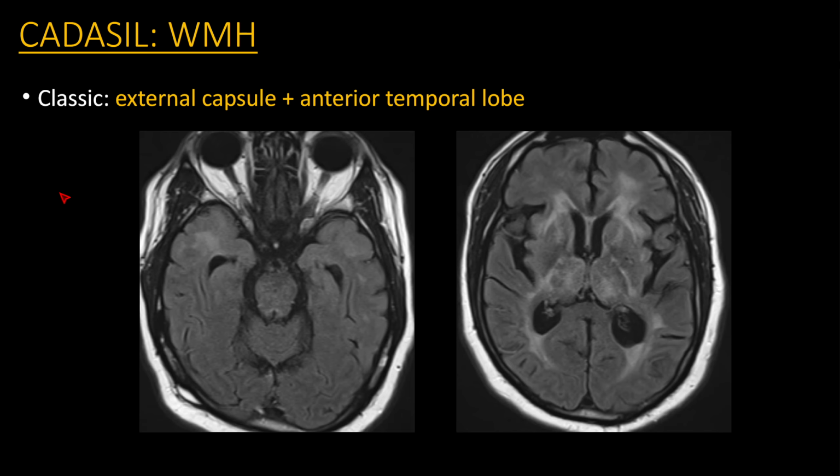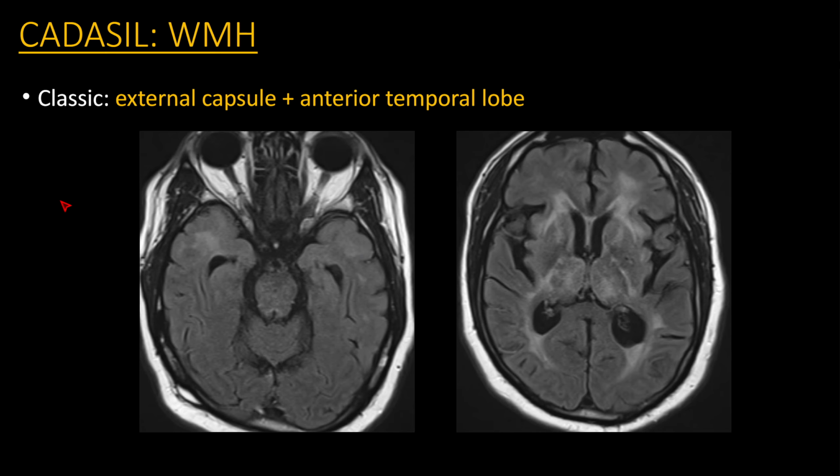As far as imaging findings of CADASIL, the classic description is going to be white matter hyperintensities, particularly with involvement of the external capsule, like here, right there, and right there, as well as the anterior temporal lobes, like here, and to a lesser extent here on this side. So this is the classic finding.